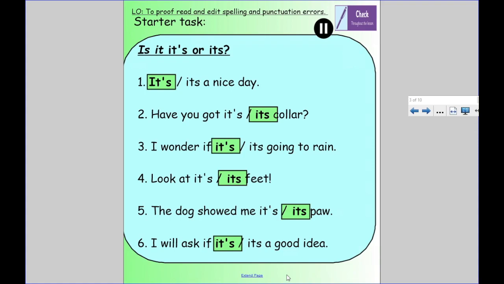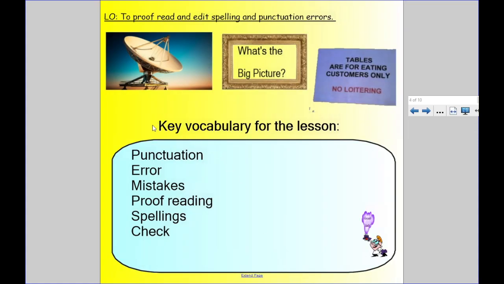Okay, let's move on. So today we're going to be proofreading and editing for spelling and punctuation errors. The key vocabulary for today's lesson is punctuation, error, mistakes, proofreading, spellings and check. The big picture for this is it's really important that we are clear and have clarity in our writing, as the reader might not always understand what we mean, and we don't want to cause any ambiguity.